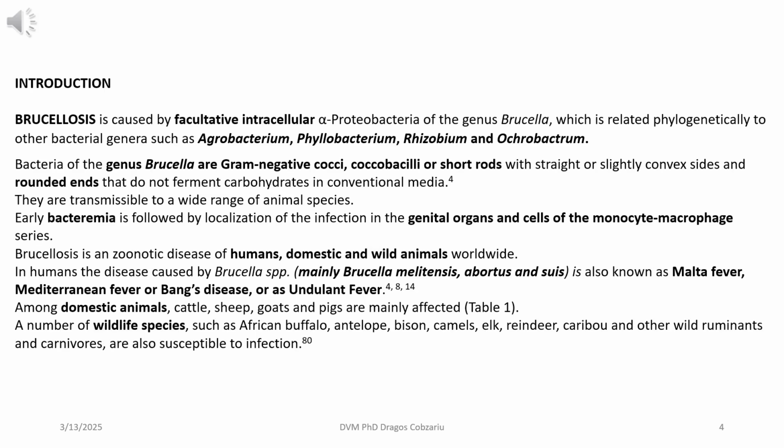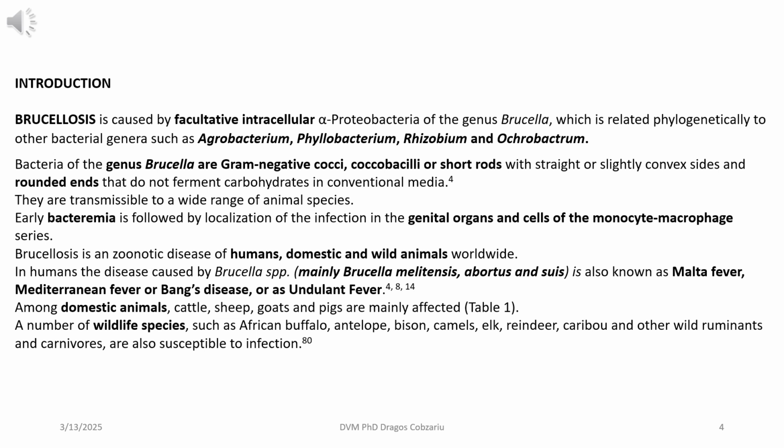Brucellosis is caused by facultative intracellular alpha proteobacteria of the genus Brucella, which is related phylogenetically to other bacterial genera such as Agrobacterium, Phyllobacterium, Rhizobium, and Ochrobactrum. Bacteria of the genus Brucella are gram-negative cocci, coccobacilli or short rods, with straight or slightly convex sides and rounded ends, that do not ferment carbohydrates in conventional media. They are transmissible to a wide range of animal species.